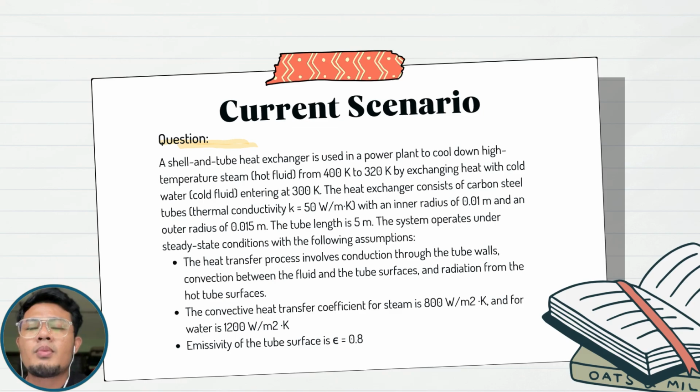The heat transfer process involves conduction through the tube walls, convection between the fluid and the tube surfaces, and radiation from the hot tube surfaces. The convection heat transfer coefficient for steam is 800 and for water is 1200. The emissivity given is 0.8.